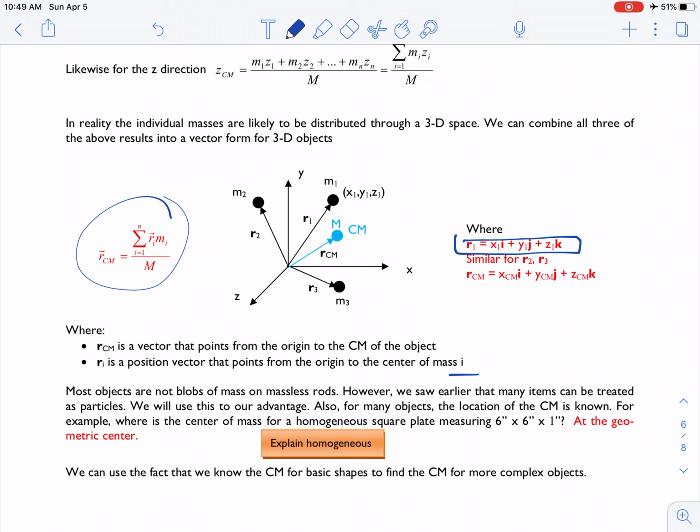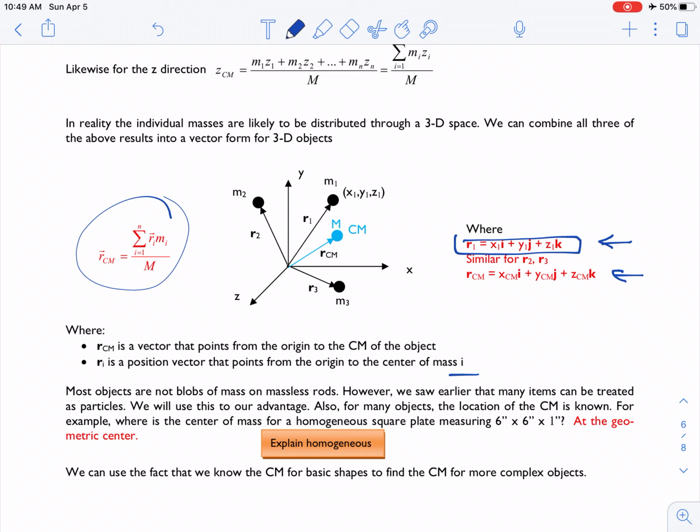So you have three masses. So in this case, i goes from 1 to 3. And similarly, we can also write r2 and r3 into this equation. And then the center of mass R can also be written in a similar format as the unit vector notation.